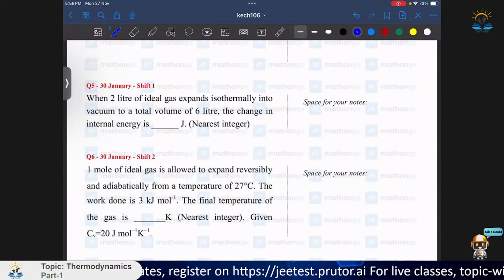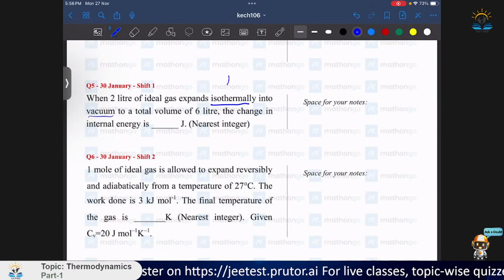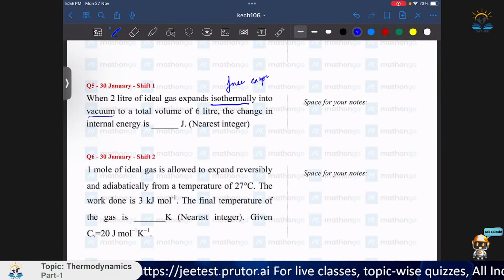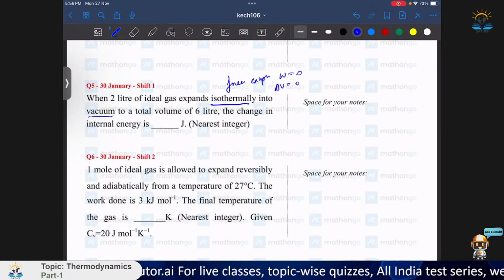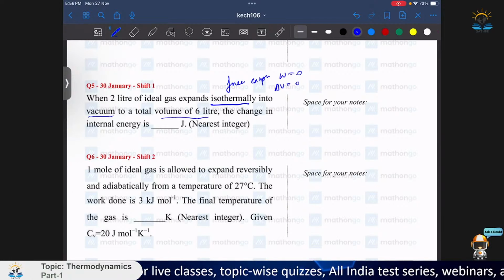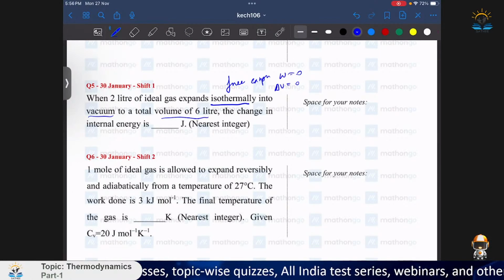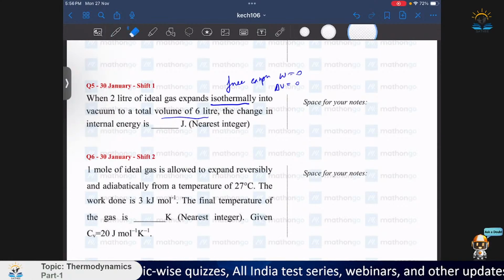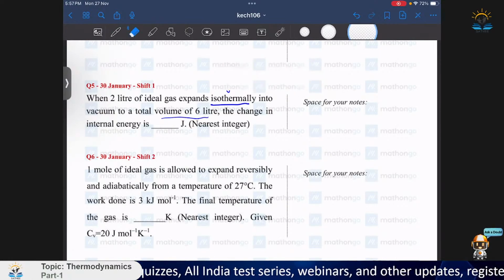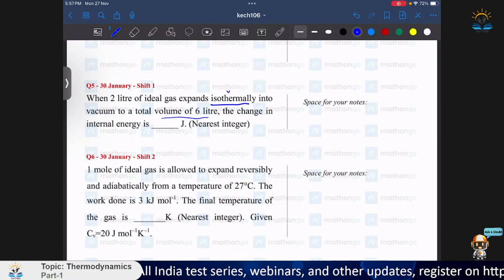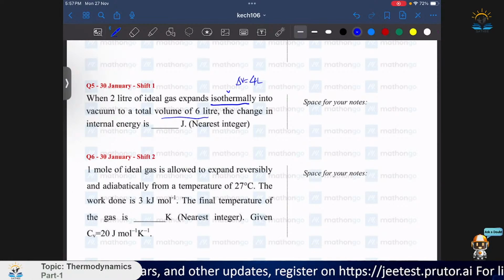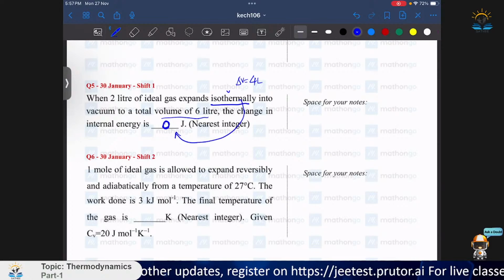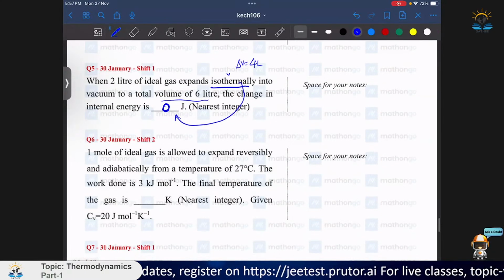When 2 liters of ideal gas expands isothermally into vacuum, which is free expansion, work done is equal to 0. And isothermal, so delta U is also equal to 0. The total volume of 6 liter, okay, it is expanding to a total volume of 6 liter. Oh, already there is a volume change. We should not jump to conclusion. So there is a volume change of 4 liters. It is not a 0 work. The change in internal energy, they are saying, okay, it is isothermal, right? Isothermal, so change in internal energy will be 0. This was a mind bender. Don't need to calculate.